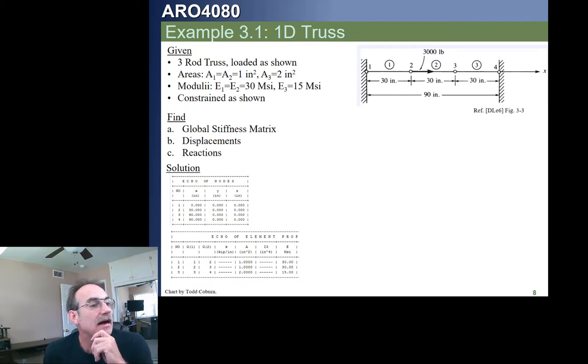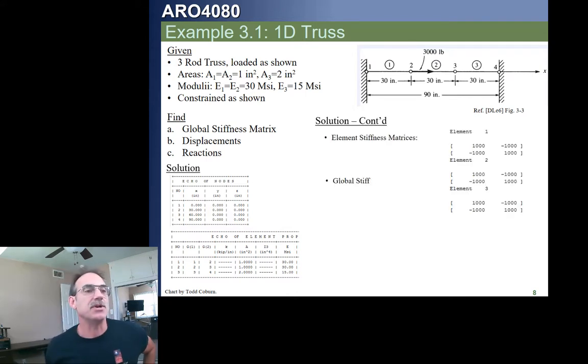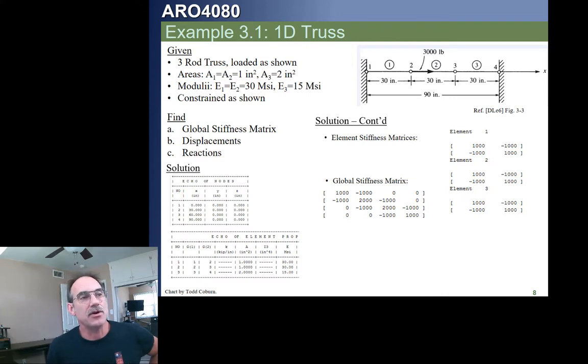We have our element properties shown here, and then we can write our element stiffness matrices, which are shown like this, where we plugged AE over L into the matrix. We can then assemble our stiffness matrix looking at the nodes. At node 1, we only have an entry from element 1. At node 2, we have elements 1 and 2. At node 3, we have elements 2 and 3. And at node 4, we only have element 3. That's our global stiffness matrix.